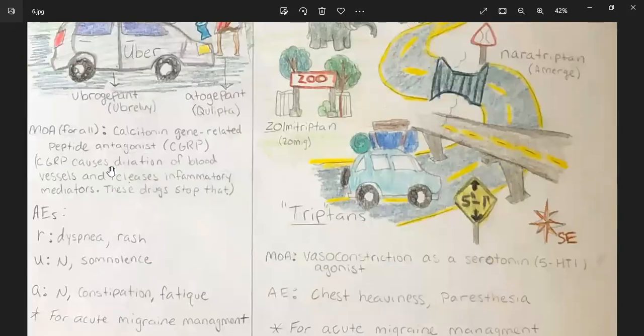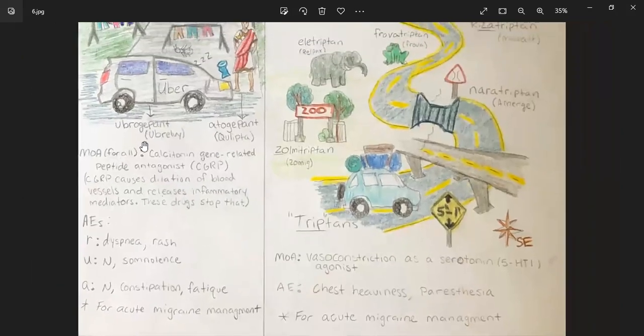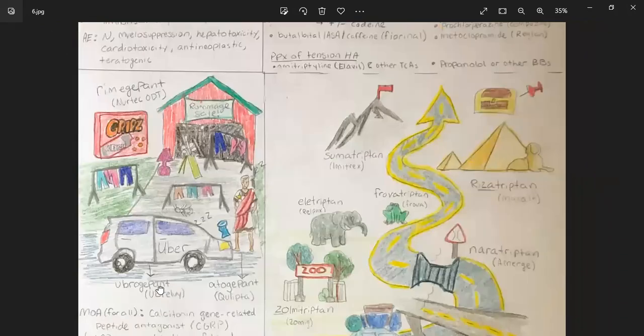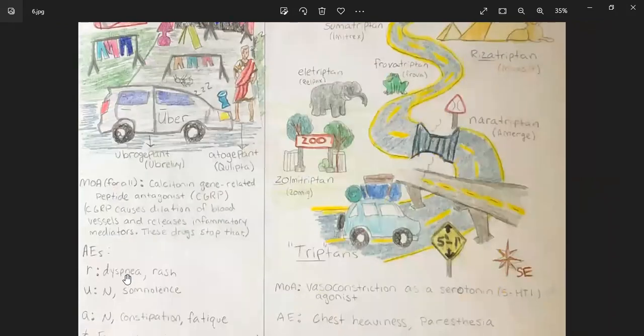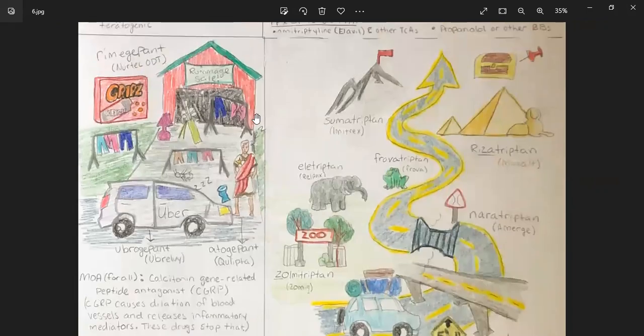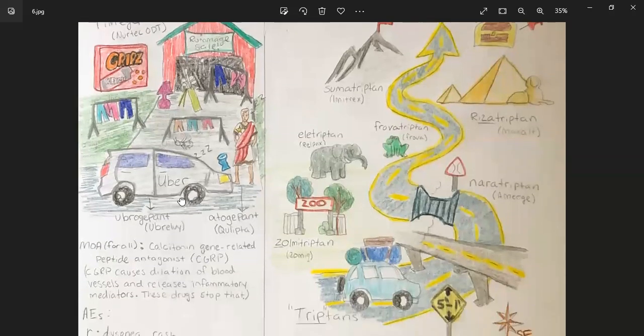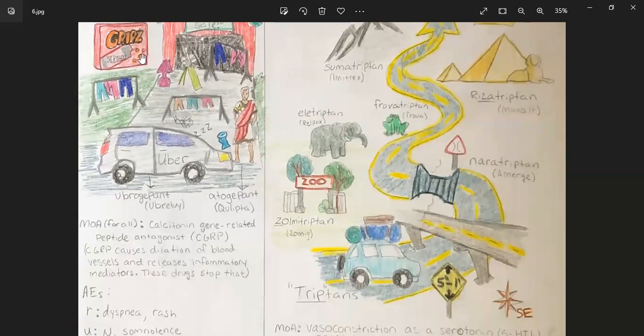Oh, sorry, I just realized what we have going on here. They all have slightly different adverse effects. So the R is for your rimegepant. Its adverse effects are dyspnea and rash. That's why the lung is up here, close to the rummage sale sign. You could say that there's like a little rash here on the box.